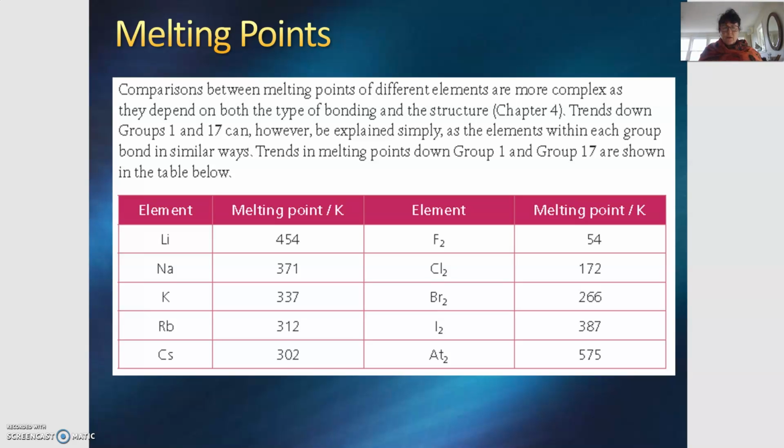So if you look at the elements from group 1, lithium, sodium, potassium, and so on, you can see that their melting points decrease as we go down the group.